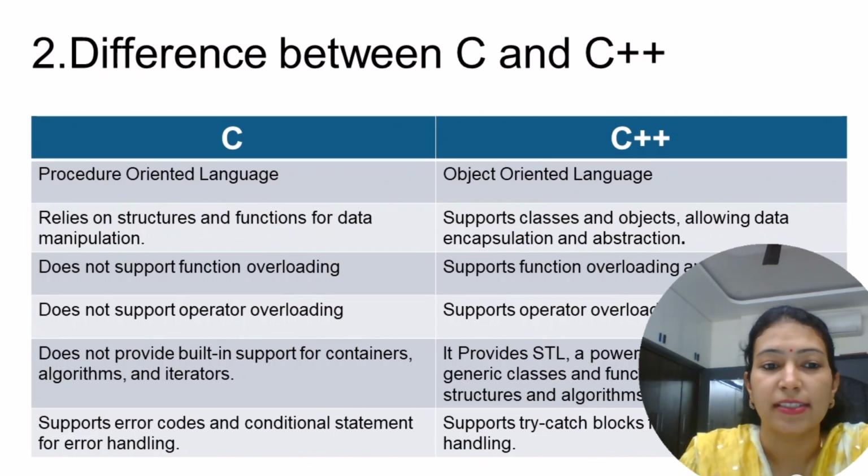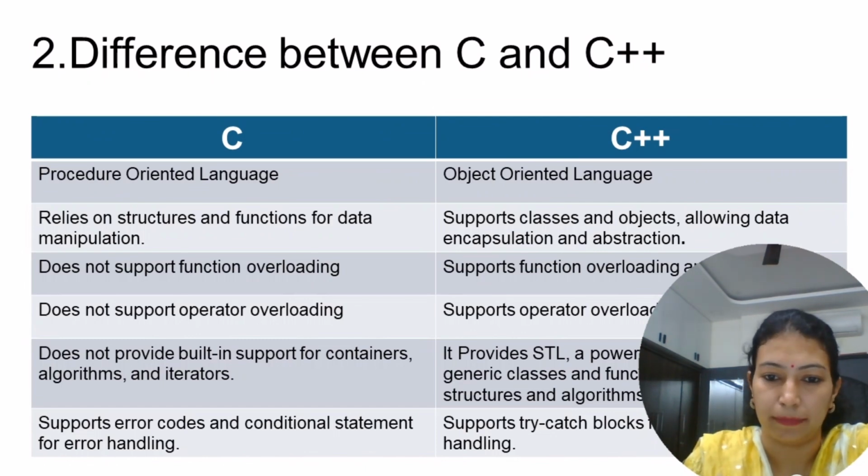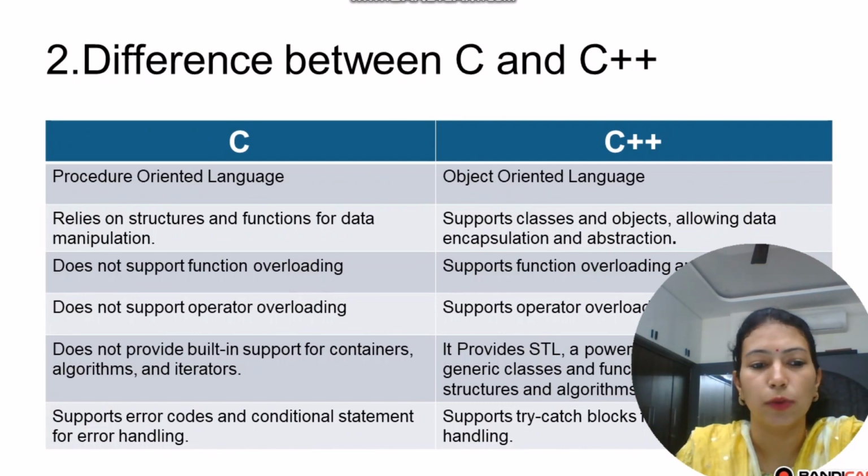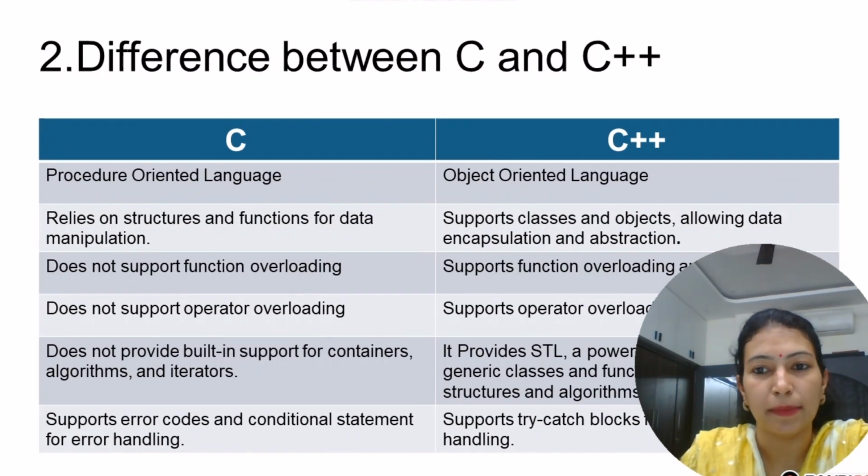In C, we do not have a feature of function overloading, but C++ has the feature of function overloading and function overriding. C does not have a feature of operator overloading as well, but C++ has the feature of operator overloading. In C, there is no built-in support library for containers, algorithms and iterators, but in C++ we have the standard template library. In C, there is no error handling feature present, but in C++ it supports exception handling.